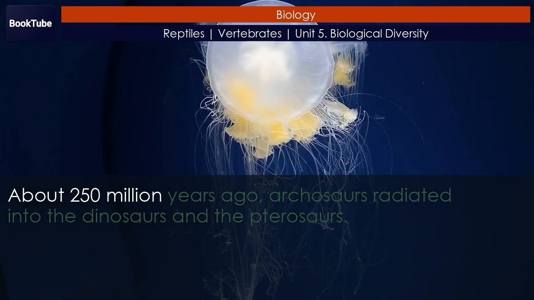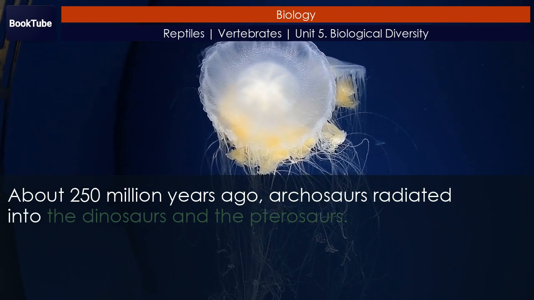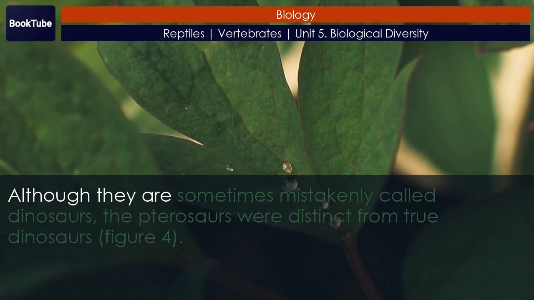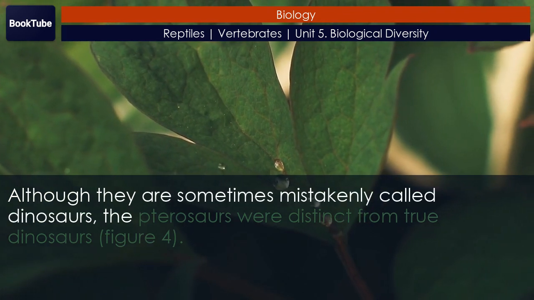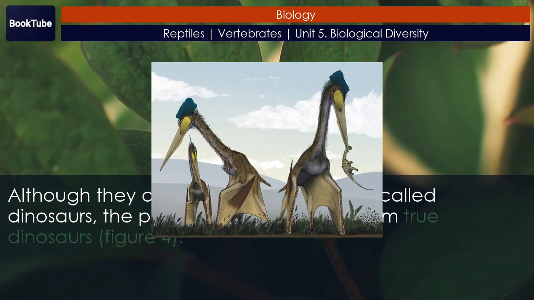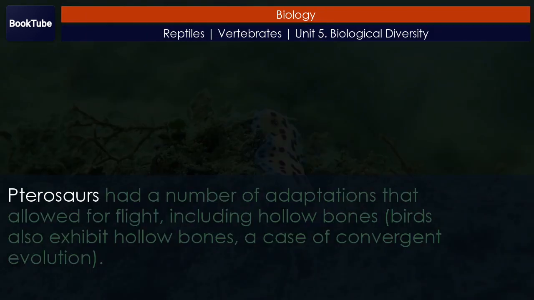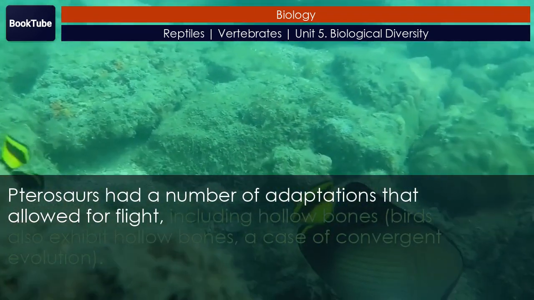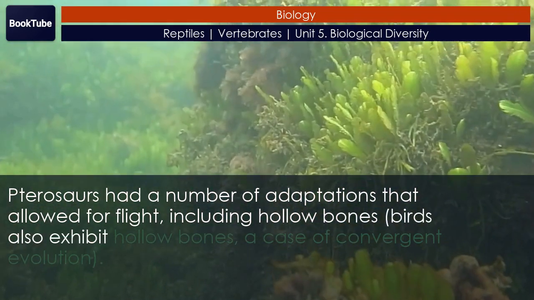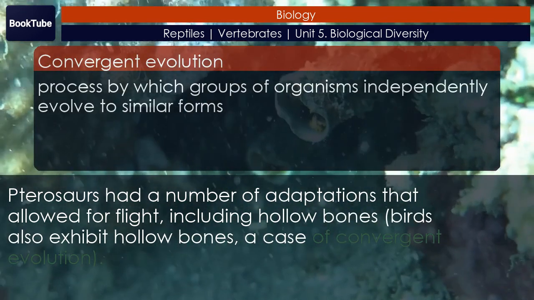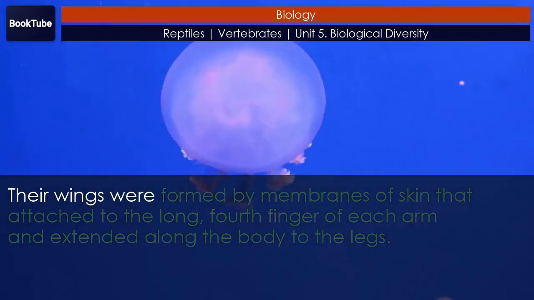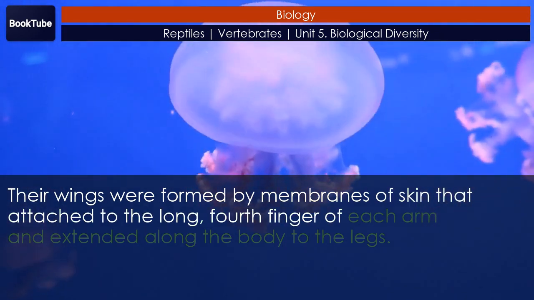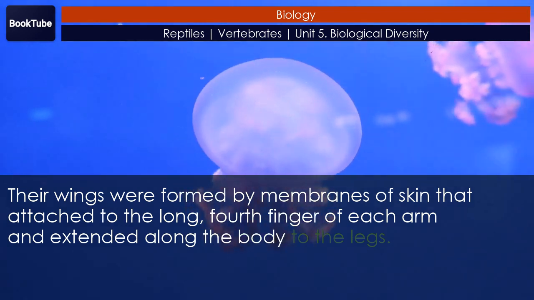About 250 million years ago, archosaurs radiated into the dinosaurs and the pterosaurs. Although they are sometimes mistakenly called dinosaurs, the pterosaurs were distinct from true dinosaurs. Figure 4. Pterosaurs had a number of adaptations that allowed for flight, including hollow bones. Birds also exhibit hollow bones, a case of convergent evolution. Their wings were formed by membranes of skin that attached to the long fourth finger of each arm and extended along the body to the legs.